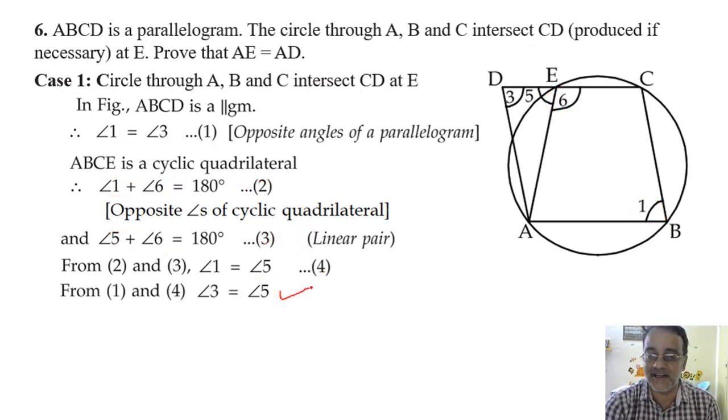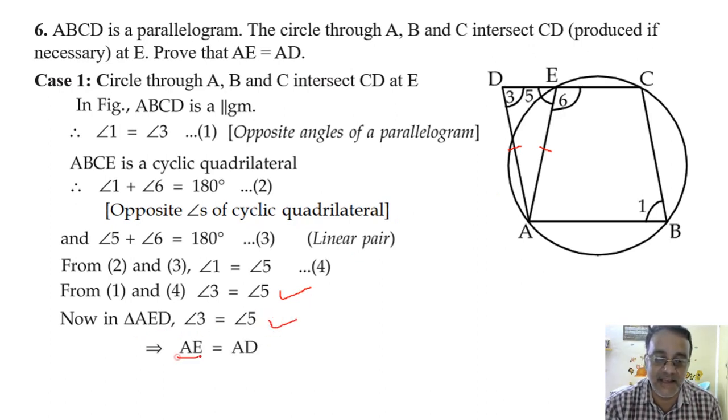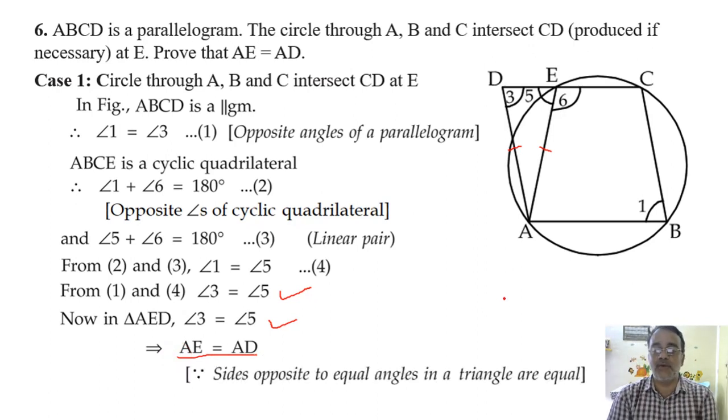यही हम लोग का टारगेट था. मैंने स्टार्टिंग में भी कहा था कि यही दोनों को प्रूफ करना है. So now angle 3 is equal to angle 5 will imply AD is equal to AE. Why? Sides opposite to equal angles. Right. So in triangle AED, angle 3 is equal to angle 5 implies AE is equal to AD. The reason is that sides opposite to equal angles in a triangle are equal.